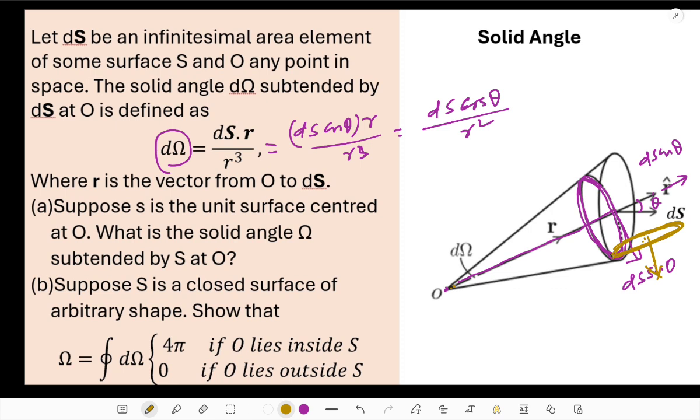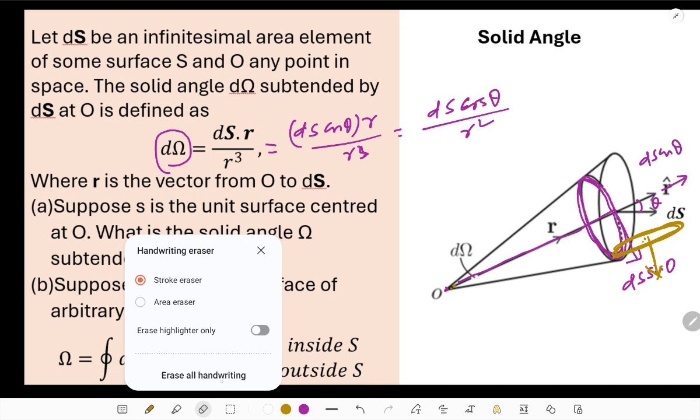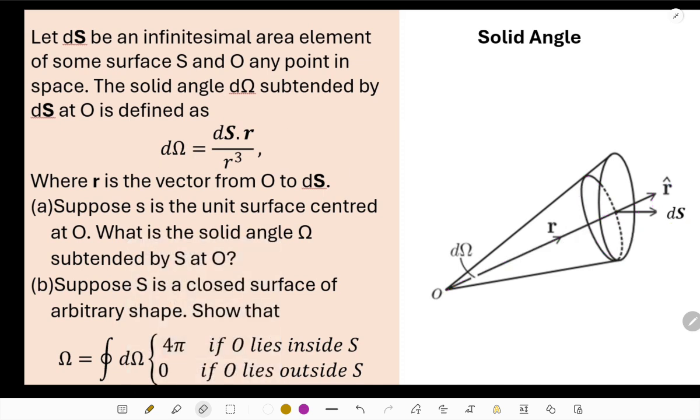So you need to understand these things, and then we move to another problem that is part of this explanation. Suppose S is the unit surface centered at O. Unit surface means the surface area of a unit sphere, a sphere of radius 1 unit. That is what I am calling a unit surface. And what is the solid angle sigma subtended by S at O?